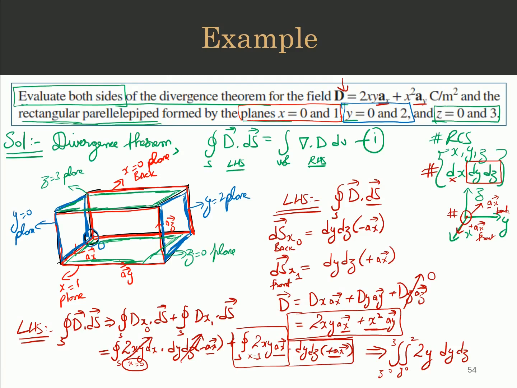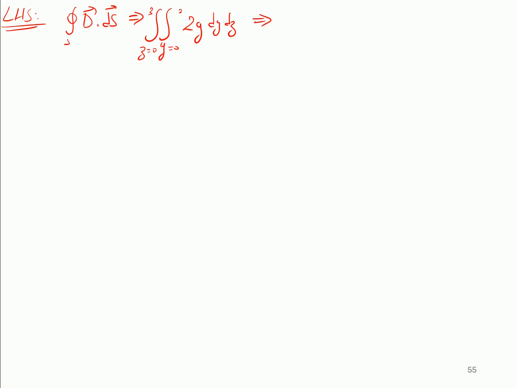Now let us solve this integral over here, this one. So the integral for the left hand side, this is the equation D dot dS, where I've just taken the front side, and the value that I'm getting is the integral for y and z, that is from 0 to 2 and 0 to 3, and the value is 2y dy dz. So now I can further solve the integral. 2 is a coefficient, so it will come outside.